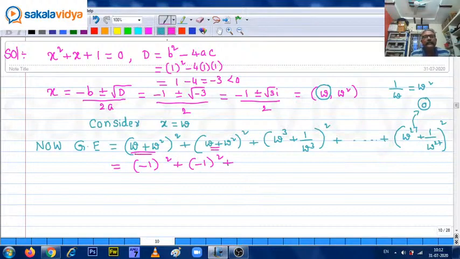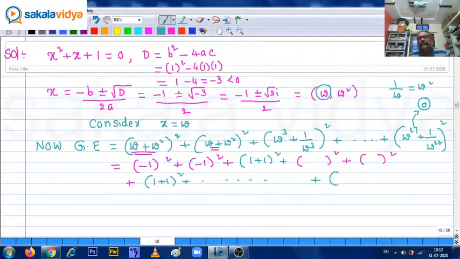But see this bracket now, this bracket is omega cube, 1, so 1 plus 1 square, plus next bracket, and next bracket, you get 1 plus 1 square, and so on. Last one also, omega to the power of 27 is actually omega cube whole cube, 1 plus 1 whole square. So now what we need to do is count how many minus 1 square are there and how many plus 2 square are there.